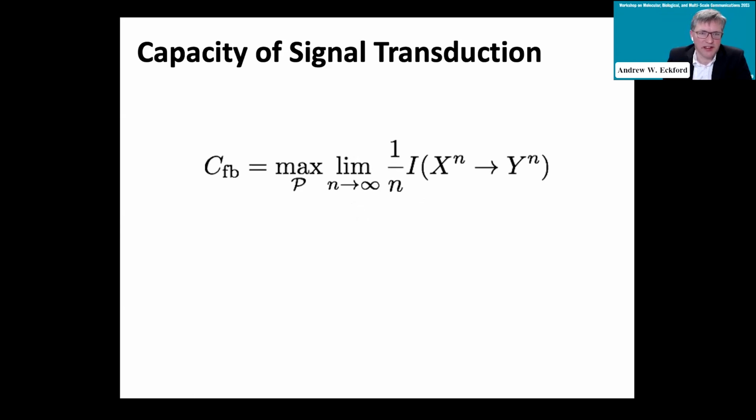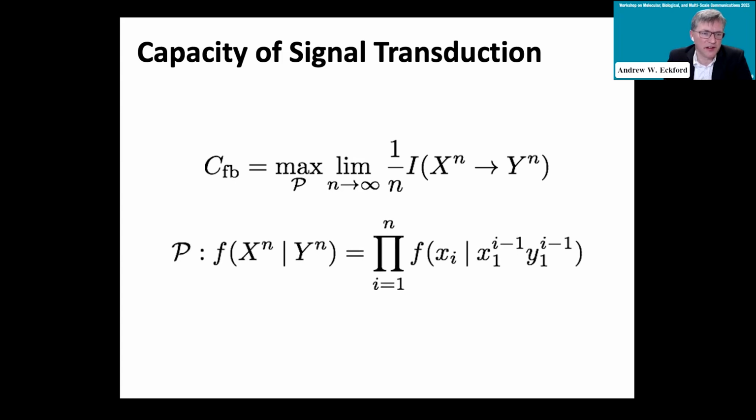Feedback capacity looks like this. The mutual information is now replaced by what's called the directed mutual information. And what you're doing is maximizing over what's called the set of causal conditional input distributions that look like this. Basically, the next input, x_i, is dependent on all the previous inputs and all the previous outputs. So with feedback, you get to look at the state of the channel before you formulate what the next symbol you're going to signal is. In other words, in order to decide whether you're going to do high or low, you get to see whether the receptor is bound or unbound.